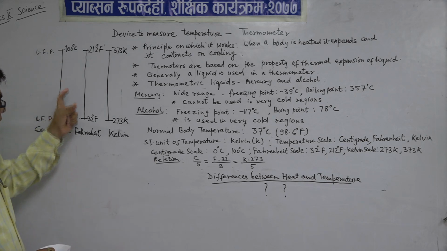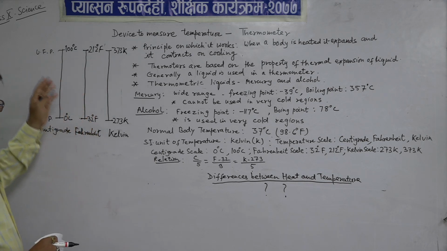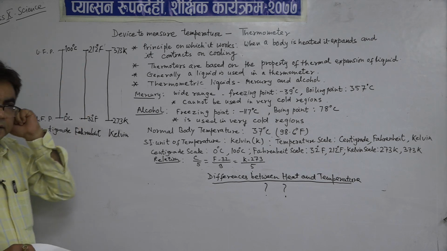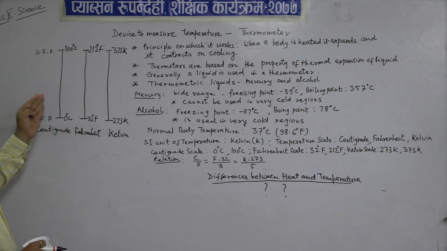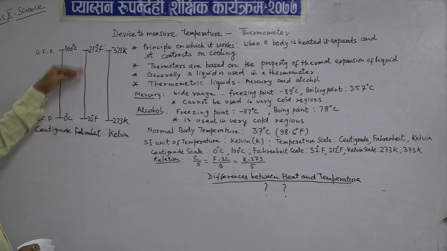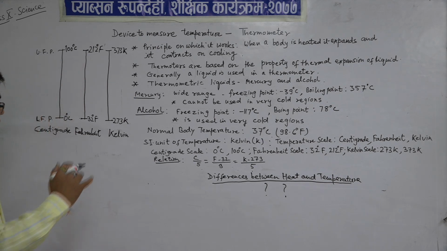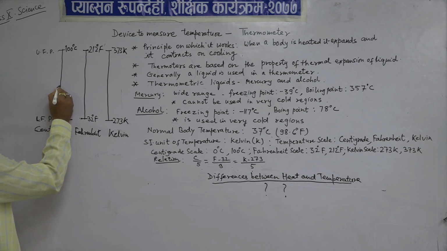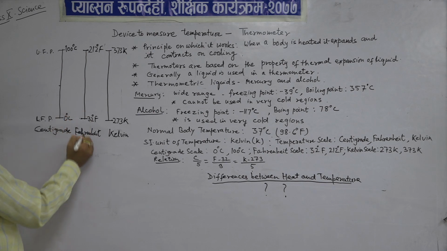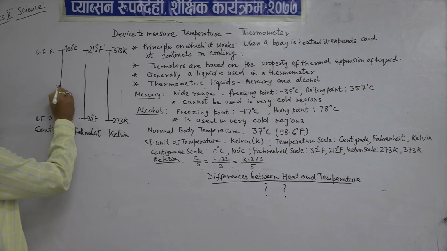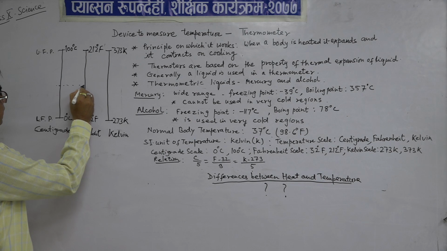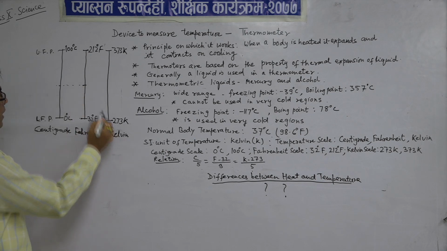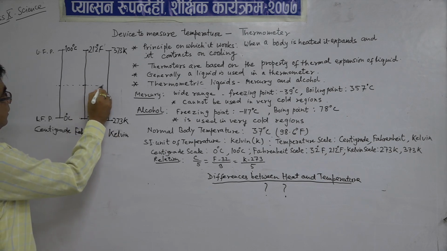I will show you here. Suppose these are the three thermometers, and I have shown the lower fixed point and upper fixed point for all of these. Let's suppose a temperature in the centigrade scale is here, and for the same position in Fahrenheit it's here, and for Kelvin it's here.